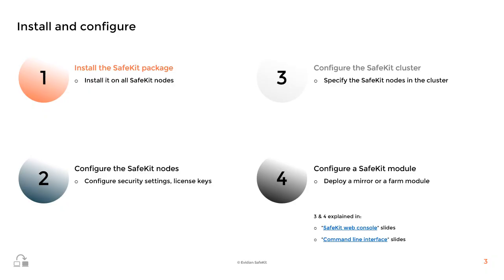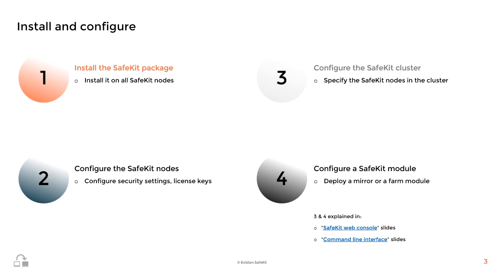To install and configure Avidian SafeKit, follow these steps. In Step 1, install the SafeKit package on all SafeKit nodes. In Step 2, configure the SafeKit nodes by setting up security settings and license keys. In Step 3, configure the SafeKit cluster by specifying the nodes in the cluster. In Step 4, configure a SafeKit module by deploying either a mirror or a farm module.